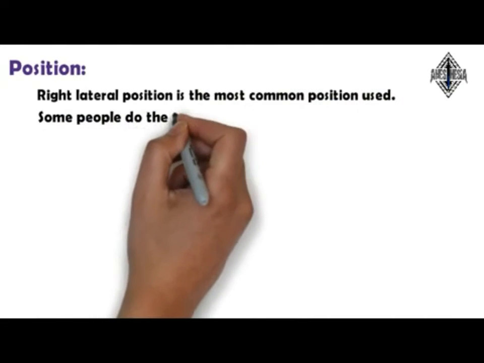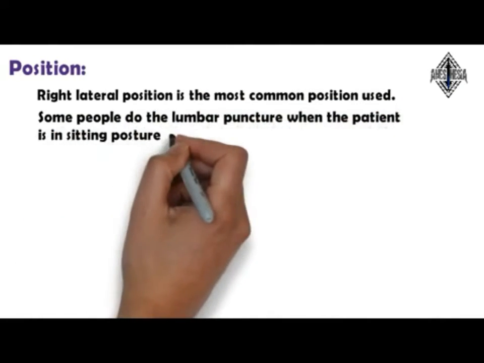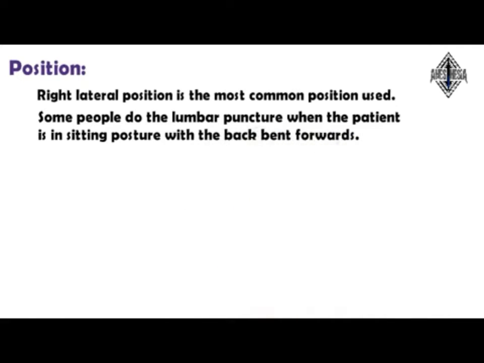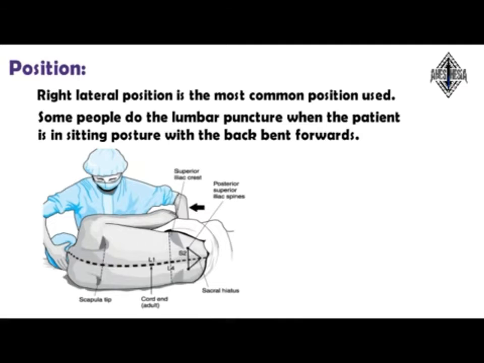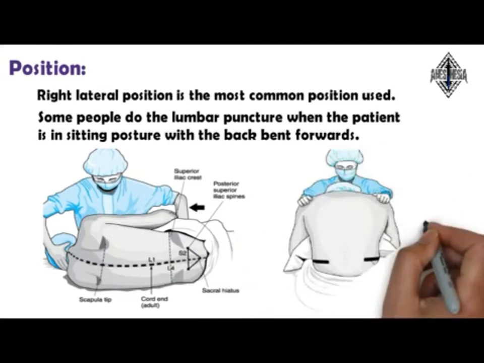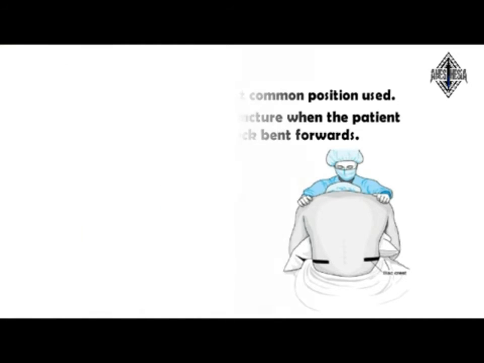Some people do the lumbar puncture when the patient is in sitting posture with the back bent forwards. In this position, the technician will be standing in front and allow the patient to bend forward by holding his shoulders gently and supporting his head by resting it on his chest.